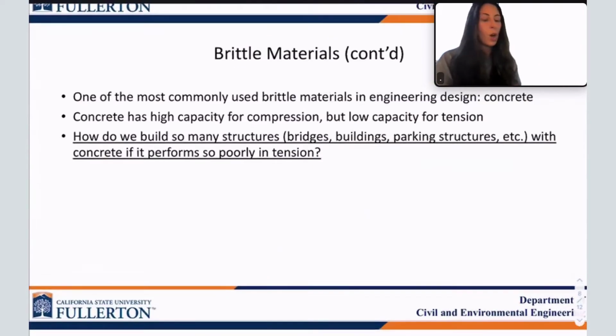So one of the most common types of brittle materials that we use is concrete. It has a high capacity for compression, but it has a low capacity for tension. So what do we do to fix the low capacity for tension? We reinforce concrete. That's why we build our systems with reinforced concrete. We reinforce it with steel, a ductile material that helps with tension.